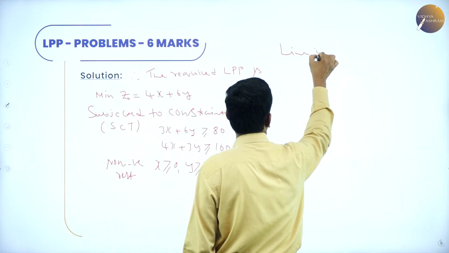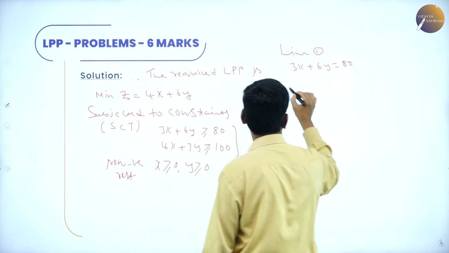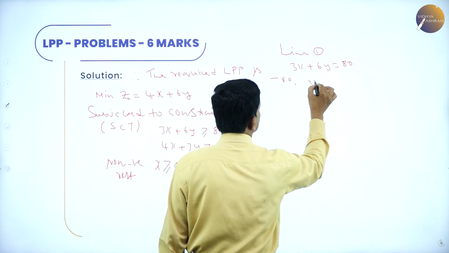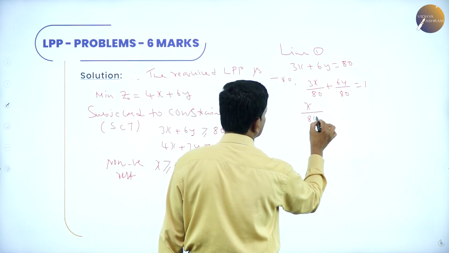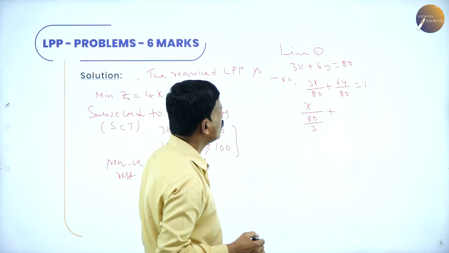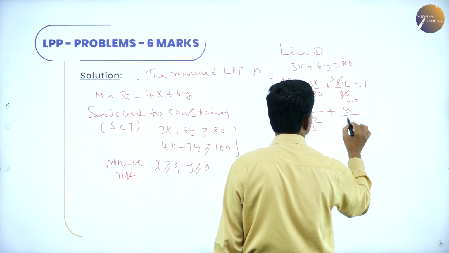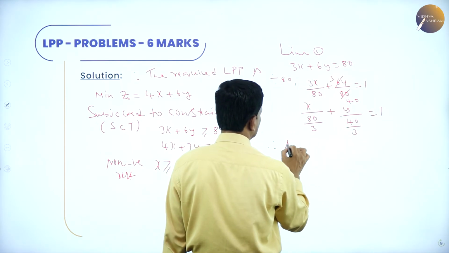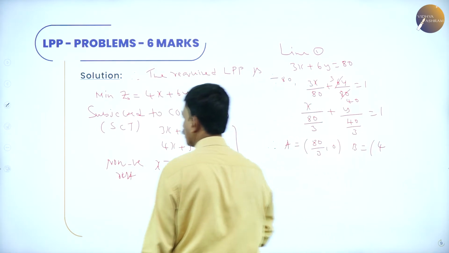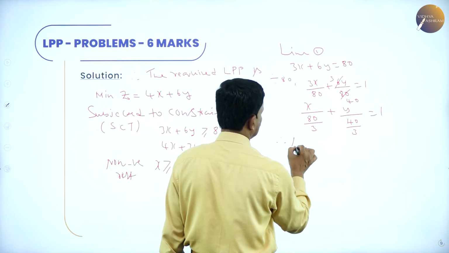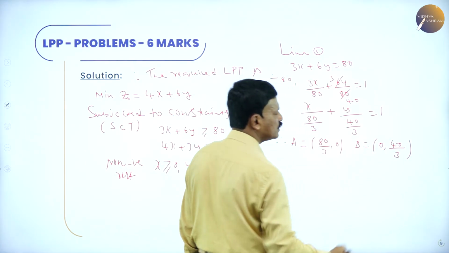Now line 1. What is the first line? 3X plus 6Y is equal to 80. Okay. Now divide by 80, what will you get? 3X by 80 plus 6Y by 80 is equal to 1. So this can be written as X divided by 80 by 3 plus Y divided by 40 by 3 is equal to 1. So therefore, the coordinates of A are 80 by 3 comma 0 and B is 0 comma 40 by 3. Okay. The coordinates of A, therefore, A is equal to 80 by 3 comma 0 and B is equal to 0 comma 40 by 3.